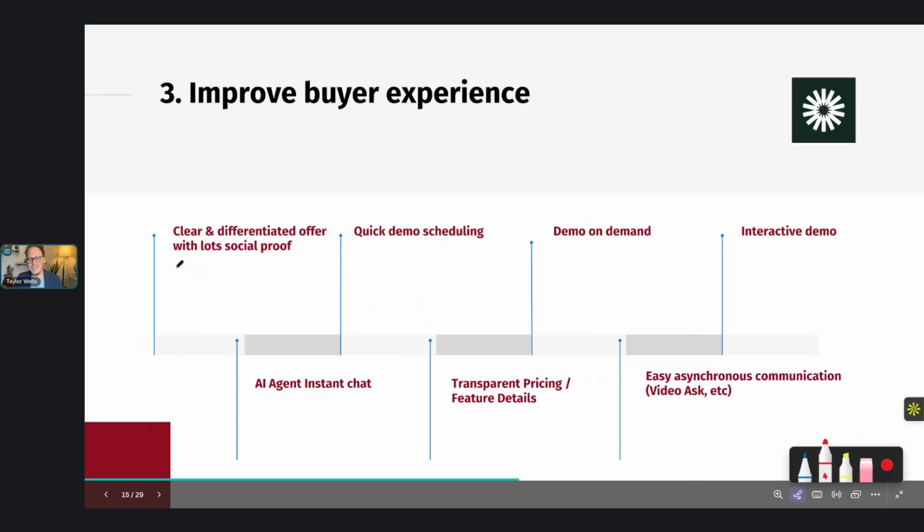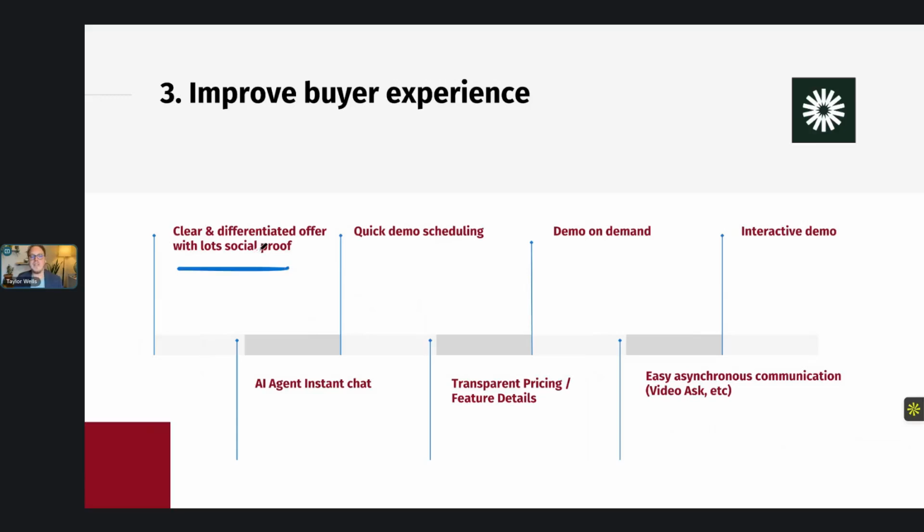This is back to that unique selling proposition. If you have this, it's a better buyer experience. People know what you offer. It's differentiated. It's clear. You have lots of social proof.